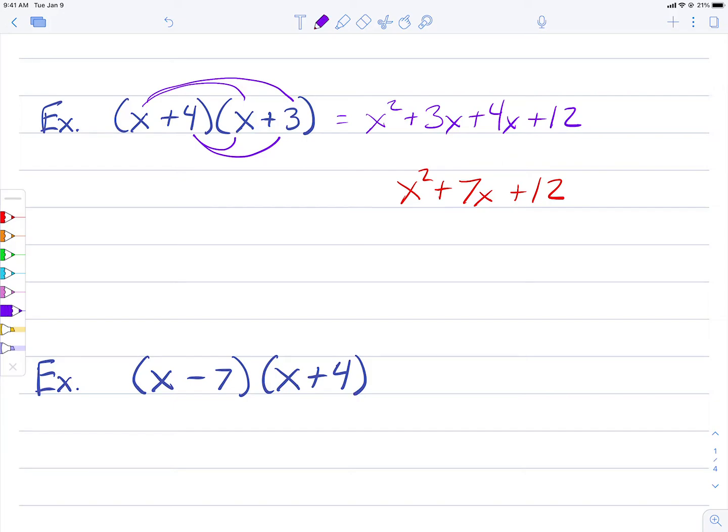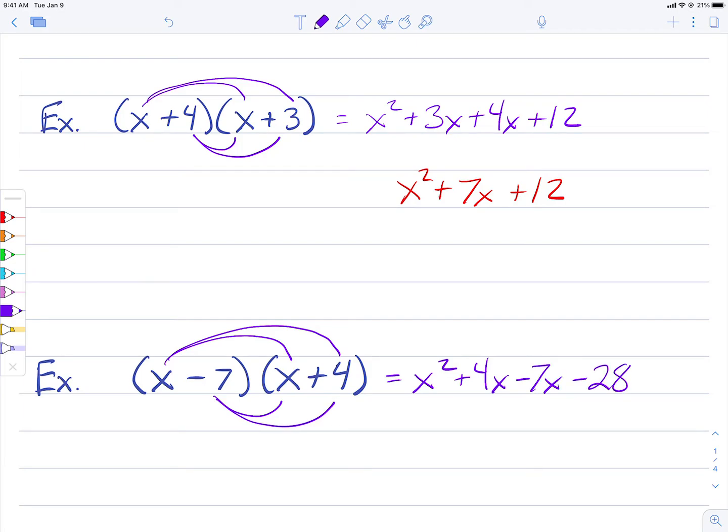Let's do one more. X minus 7 times x plus 4. X times x is x squared. X times 4 is 4x. So I multiplied everything by x in the other side of the parentheses. Now I'm going to do the same thing with negative 7. That 7 is negative. Make sure you multiply everything by negative 7. Negative 7 times x is a negative 7x, and negative 7 times 4 is negative 28. If you combine like terms, we get an x squared minus 3x minus 28.